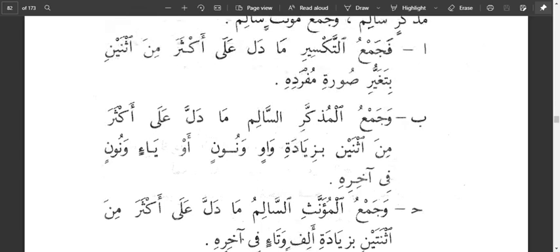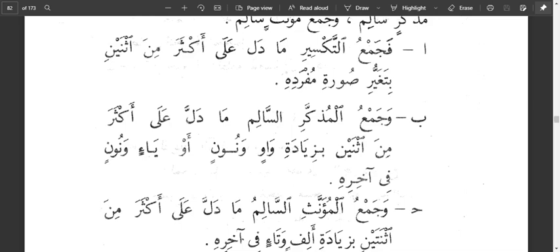So let's go over it again. Jamu Taksir, the broken plural, is the one that indicates plurality by changing the shape of the singular word. But Jamu Mudhakkar Salim adds waw and nun or ya and nun to the end of the singular word, while Jamu Muannas Salim adds what? Alif and ta to the end of the singular word.